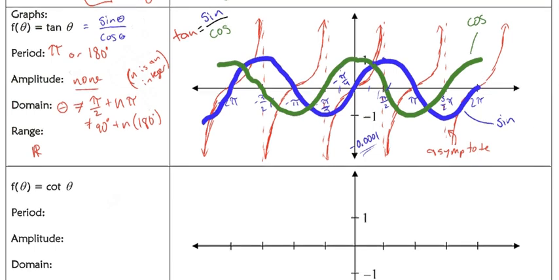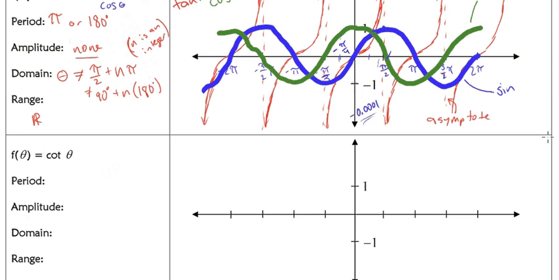Now let's use that to help us flesh out cotangent. Remember, cotangent is the reciprocal of tangent. Let's keep our color coding here. It's going to be cosine divided by sine.